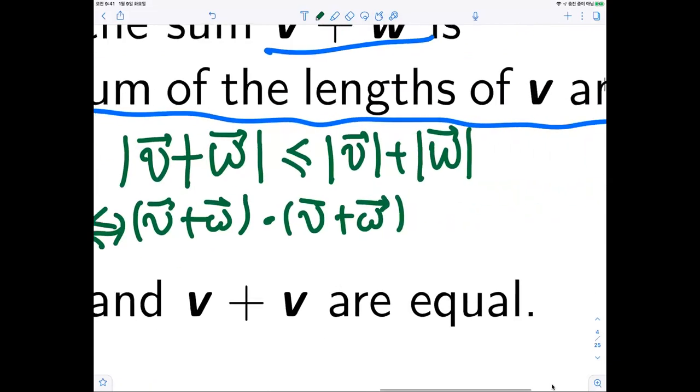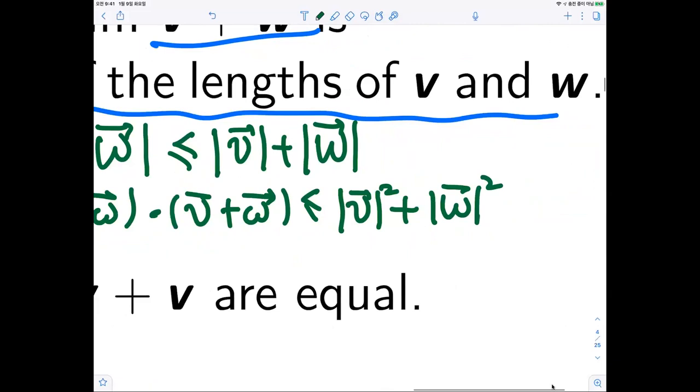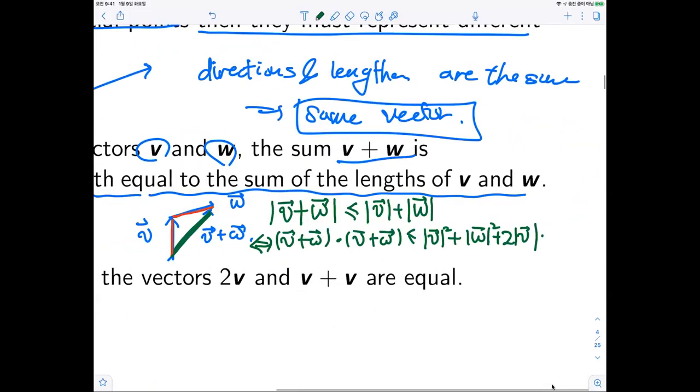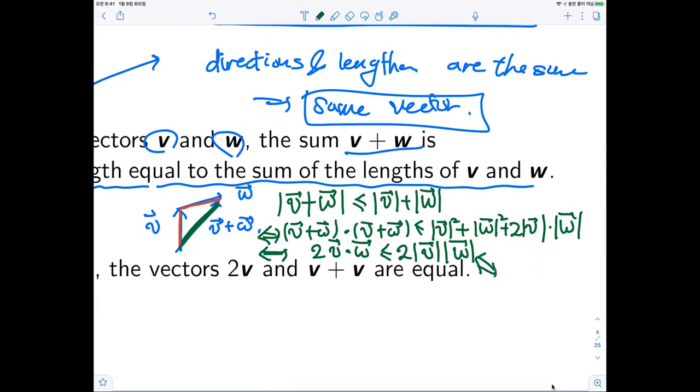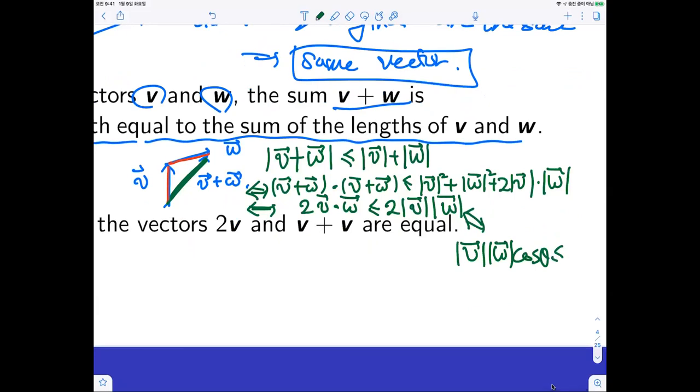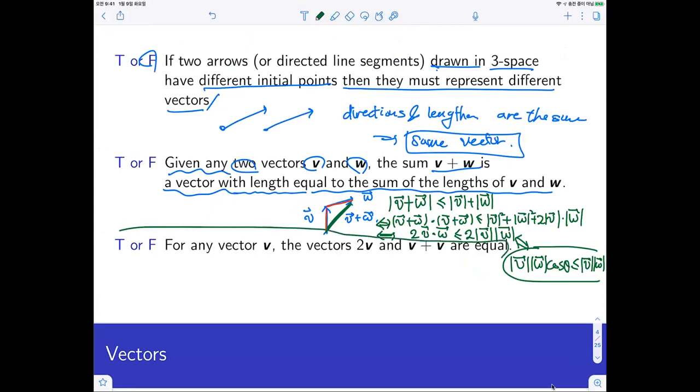the norm of v plus w squared is less than or equal to v squared plus w squared plus 2 v dot w. This is also equivalent to 2 v dot w is less than or equal to 2 times the length of v times the length of w. It is again equivalent to the length of v times the length of w times cosine theta, where theta is the angle between the two vectors v and w, is smaller than the length of v times the length of w. This is why this triangle inequality works. You don't have to remember this proof.